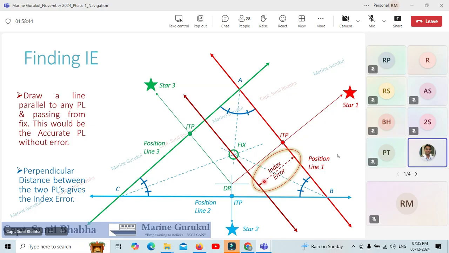Now this distance between the two PLs gives us the index error. You can measure this distance as per your scale, and the index error magnitude is known.